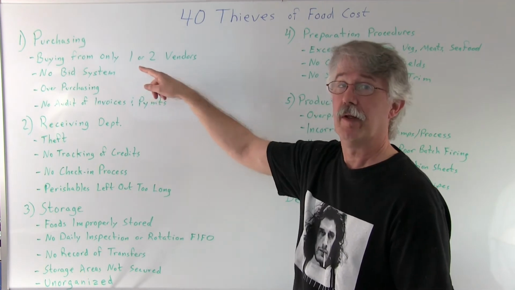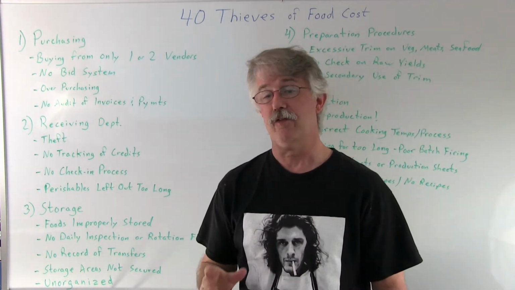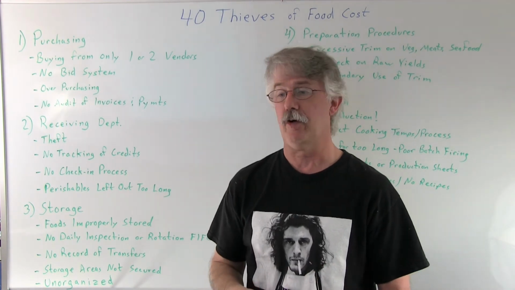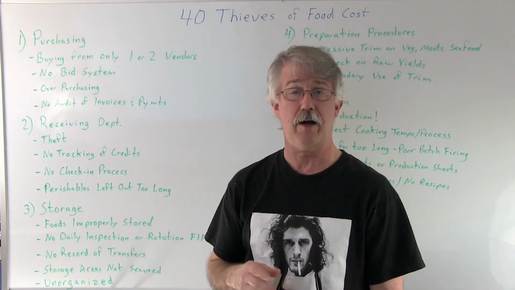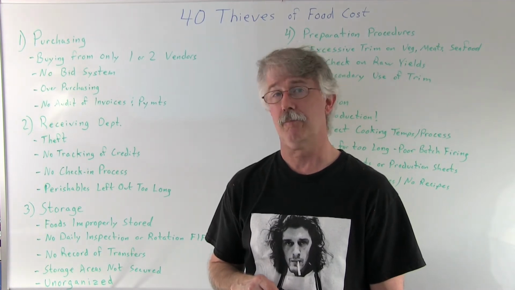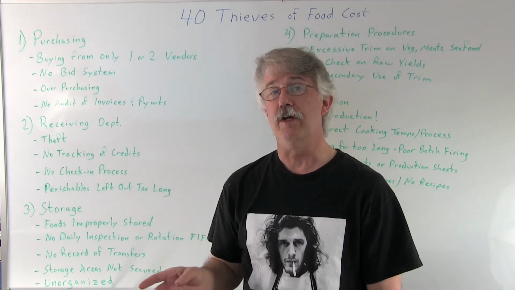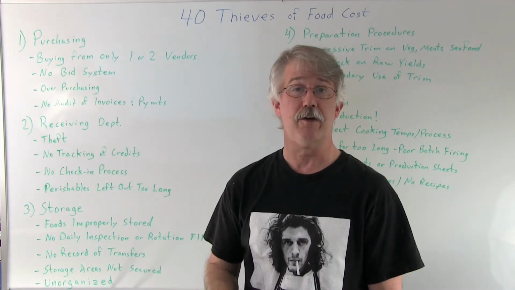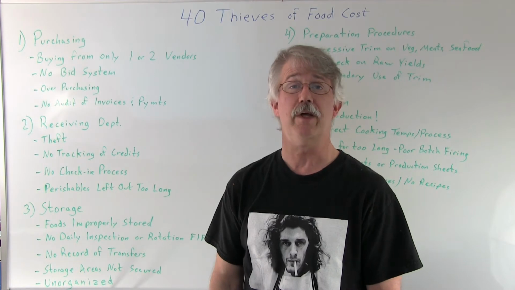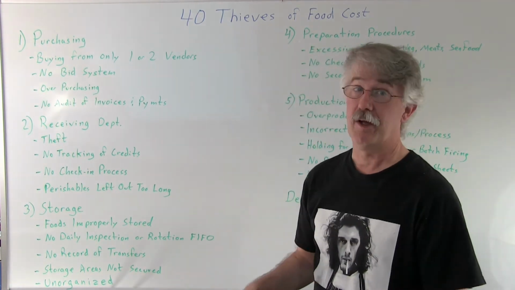No bid system. Kind of goes back to having competition. So on a weekly basis, your expensive products, your high-use products, again, meats, fish, produce, send that out for bids so that you get a bid from at least 2 different vendors on what the price is going to be this week, and that way you can always have the best bid and the best price.